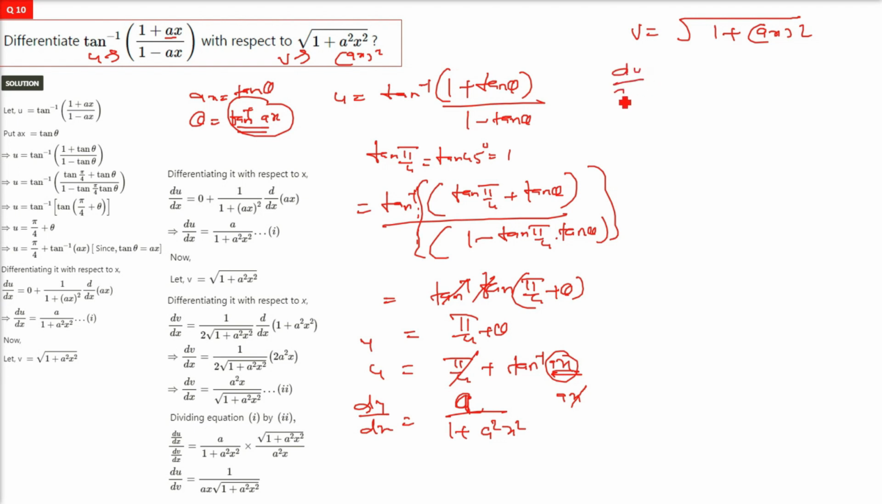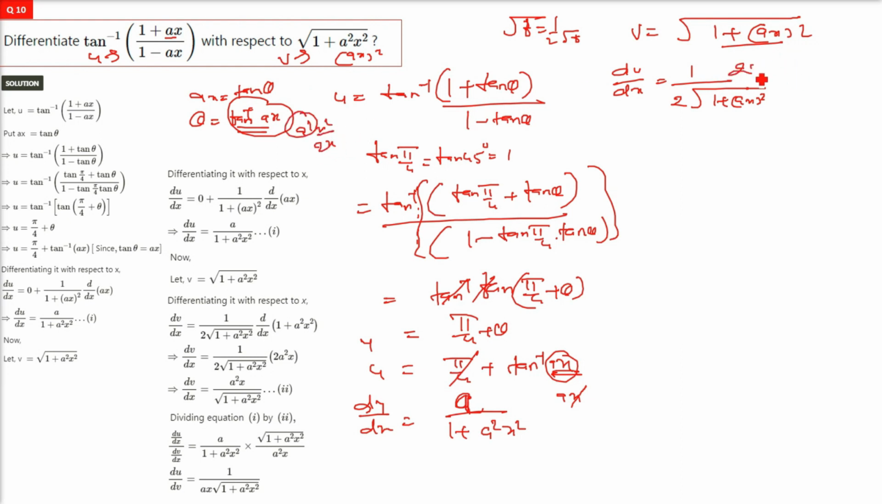Now we will do it by the traditional way, under root of anything. For example, under root t, the differentiation is 1 by twice of under root t, then whatever t is, we have to differentiate that. So this is going to be 1 by twice of under root 1 plus ax whole square, a square x square that is. Then 1 plus ax square differentiation. So a square x square, a square will be constant.